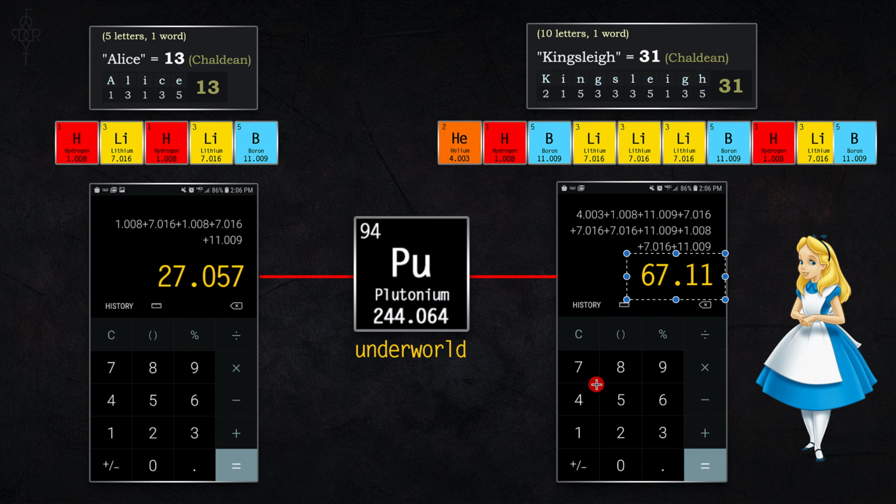And then when you add up these two right here, 67.11 and 27.057, you're going to get linked to this element right there. Plutonium, the 94th element. Because 67 and 27 is 94. Plutonium is linked to the underworld. The underworld. Alice in Wonderland, falling down the hole in the underworld. That story, folks. I mean, even the colors, yellow, blue, and white, I didn't even decode that, but there's significance there.